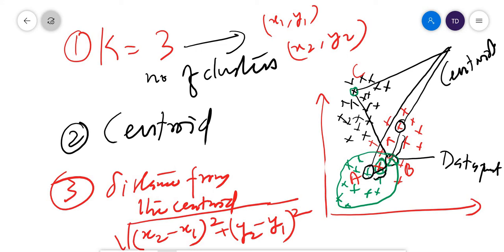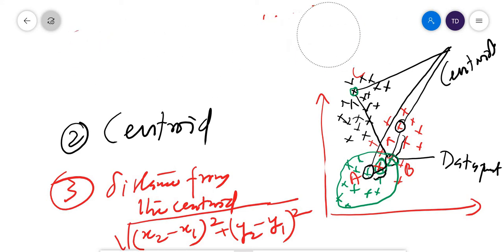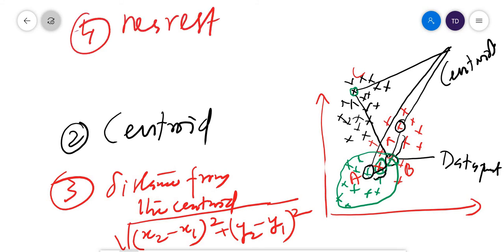So what is the fourth? The data point is added to the nearest cluster. Here we have added the red data point to the green cluster.